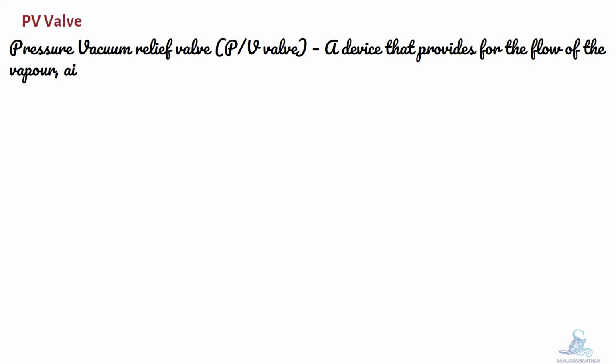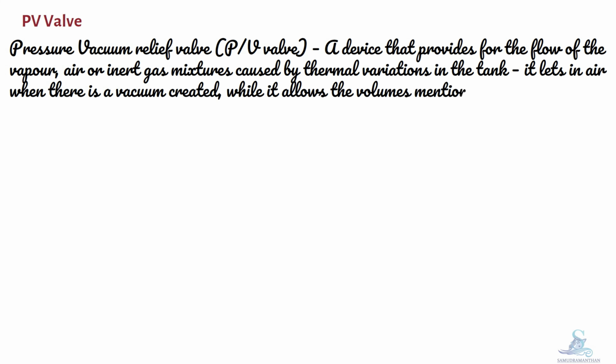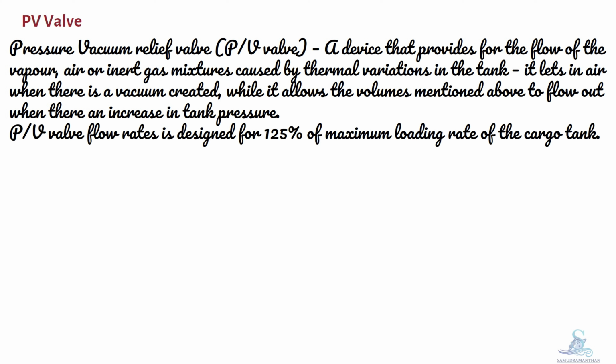Pressure vacuum relief valve, PV valve, is a device that provides for the flow of the vapor, air or inert gas mixtures caused by thermal variations in the tank. It lets in air when there is a vacuum created, while it allows the volumes mentioned above to flow out when there is an increase in tank pressure. PV valve flow rate is designed for 125% of the maximum loading rate of the cargo tank.